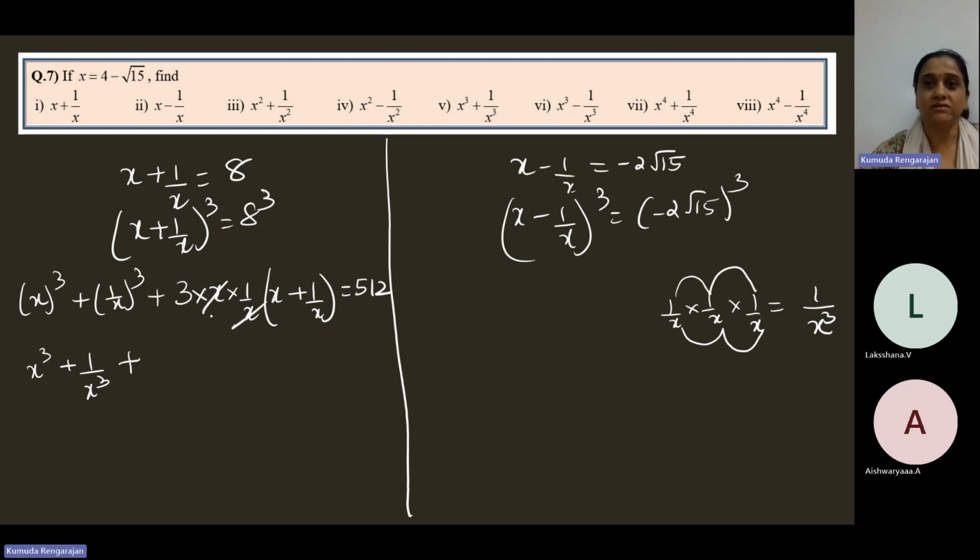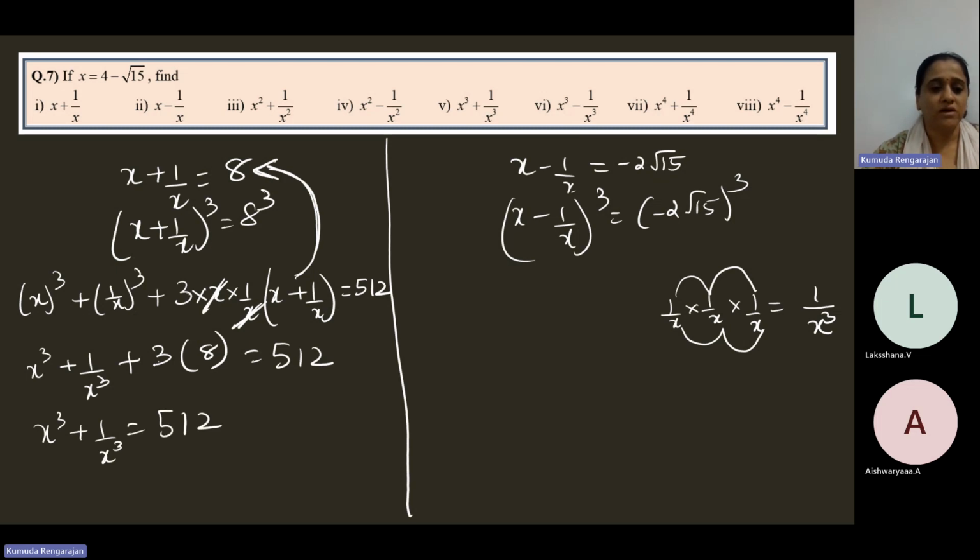Plus 3. Now here you cannot cancel because this is x plus 1 by x. But what's the value of x plus 1 by x? It's 8. So put that value here. This x and x get cancelled, this 3 here, and in the bracket we have x plus 1 by x, whose value is 8. So x cube plus 1 by x cube plus 3 into 8 is equal to 512. 3 8s are 24, so x cube plus 1 by x cube is equal to 512 minus 24, which is 488.